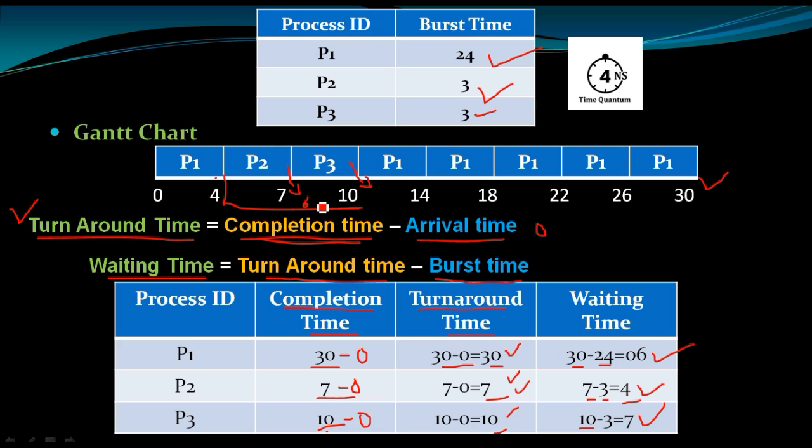So P2 is waiting for 4 nanoseconds because the first time quantum is allocated to P1. P2 is entering at 4 nanoseconds, so its waiting period is from 0 nanosecond to 4 nanoseconds. So the total waiting time of P2 is 4 nanoseconds, and P3 is waiting till 7 nanoseconds. Hence 7 is the waiting time of the P3 process. This is how we can calculate.